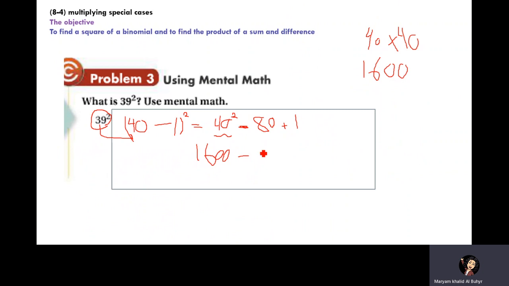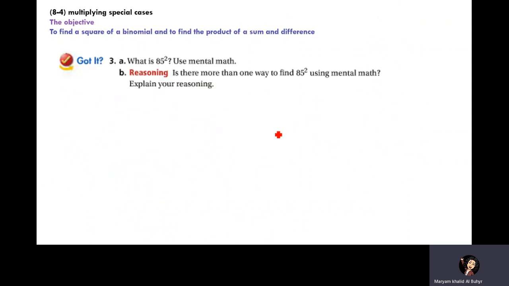So that is 1,600 minus 80 plus 1. You can easily subtract the 80 to get 1,520 and plus this one, 1,521. So this is the idea for this problem. Let's see the other one.